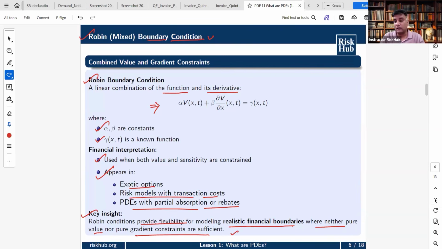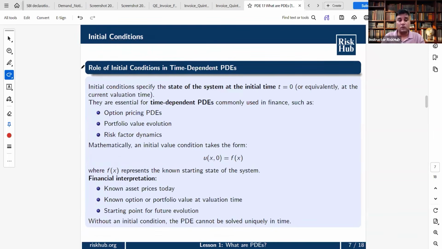Then we get into the next part, the role of the initial condition in time-dependent PDEs. The slide gives the equation u(x, 0) is equal to f(x), read as u of x at time zero equals f of x. Meaning at the initial time the function is already known. In finance, this means: stock price model, S0 is equal to S naught. Portfolio wealth model, W0 is equal to W naught. Interest rate model, R0 is equal to R naught. Volatility model, V0 is equal to V naught.